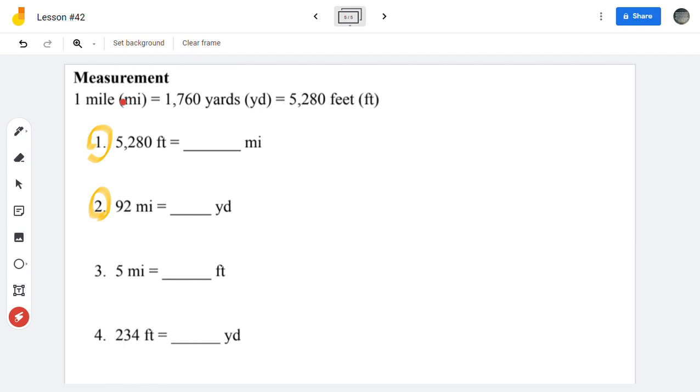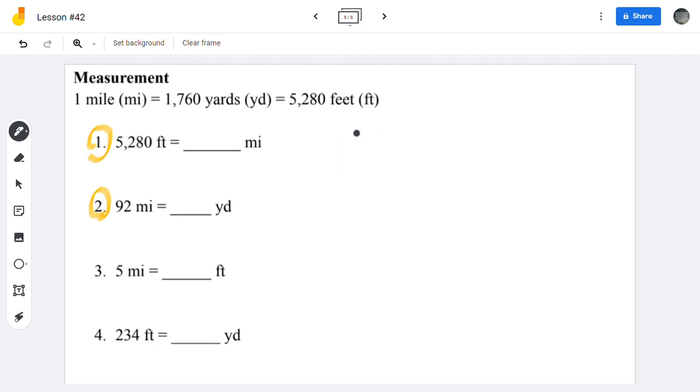Now, the last section we're going to go over is measurement, and we're going to be converting between measurements. So for number 1, we're converting between feet to miles. For number 2, we're converting miles to yards. So now the way I convert measurements is through proportions, which we learned in the first section. So it's just going to be kind of a recap of the first section. So if you understand proportions completely, this section should be fairly easy.